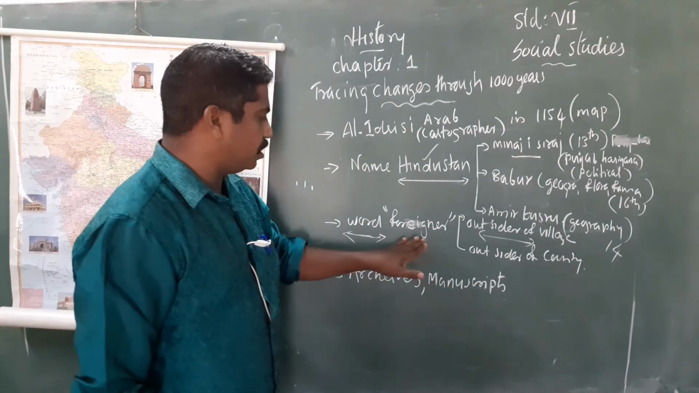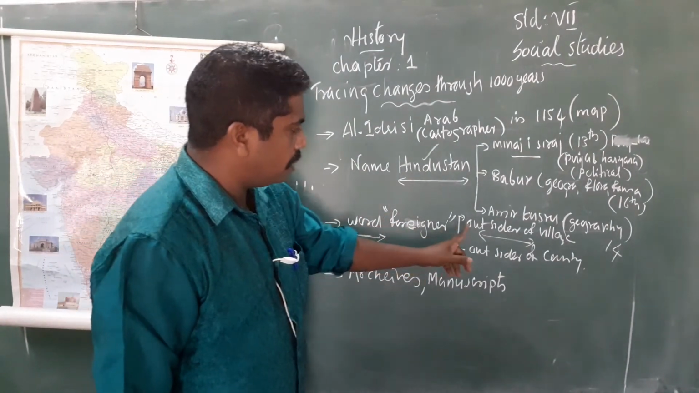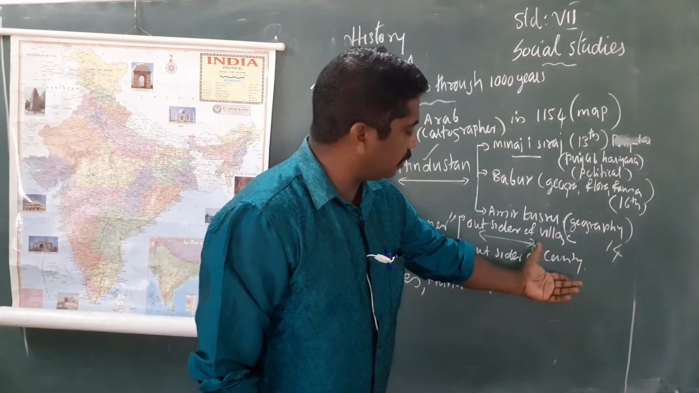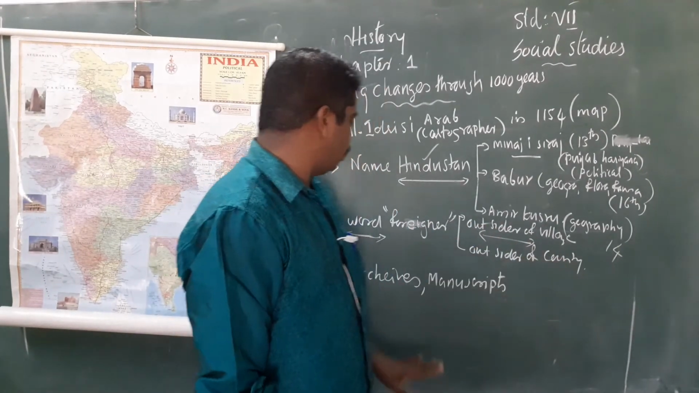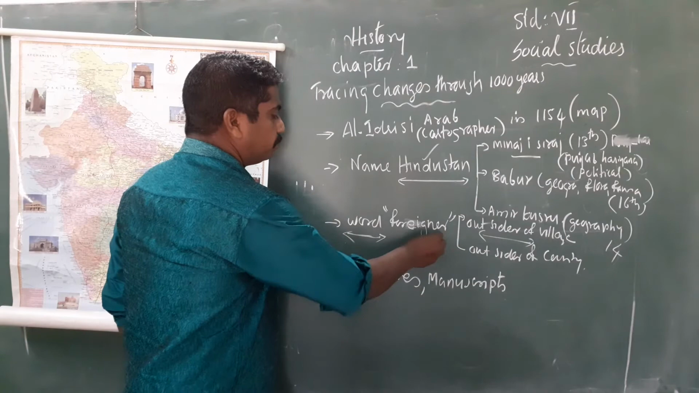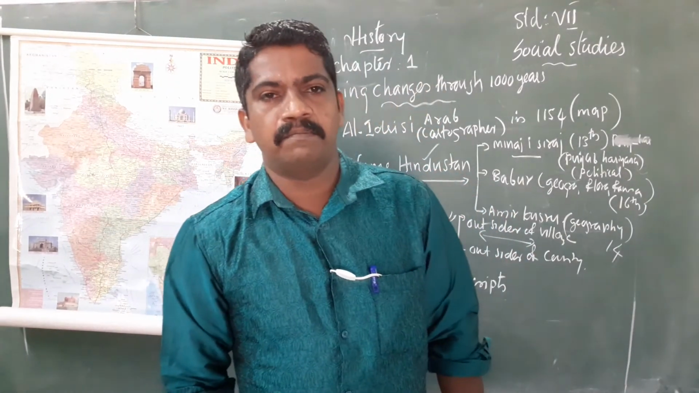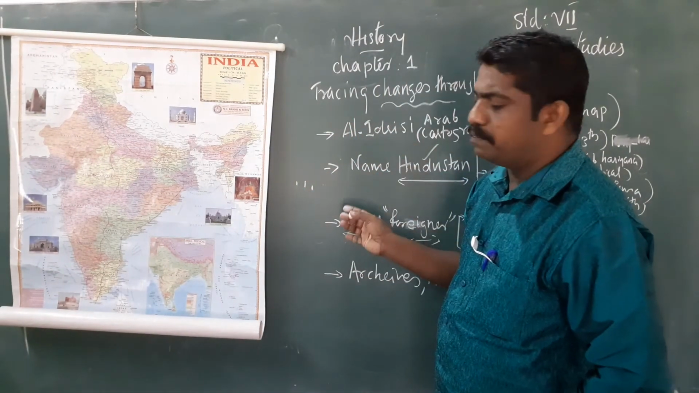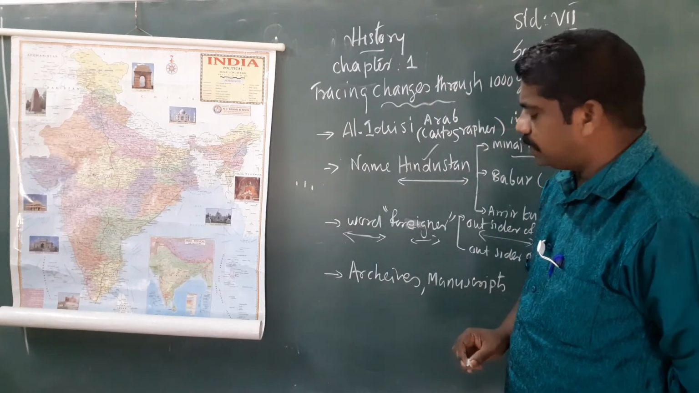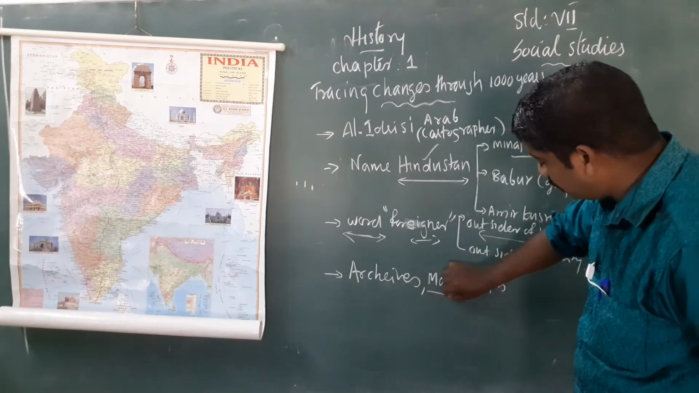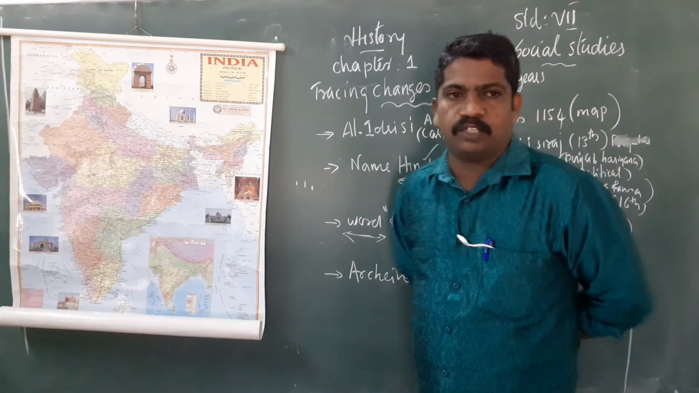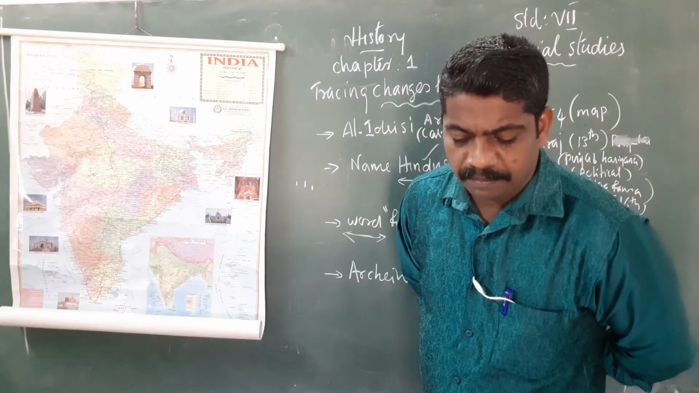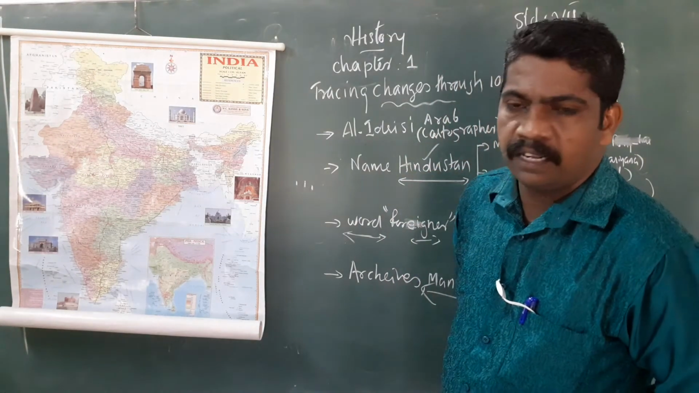Then the word foreigner also changed. In early times, foreigner meant someone from outside a village. Today, a foreigner is one who comes from another country or is part of another country. How do we get information about these changes? We get information about these changes through manuscripts. What are manuscripts? Manuscripts are handwritten documents.